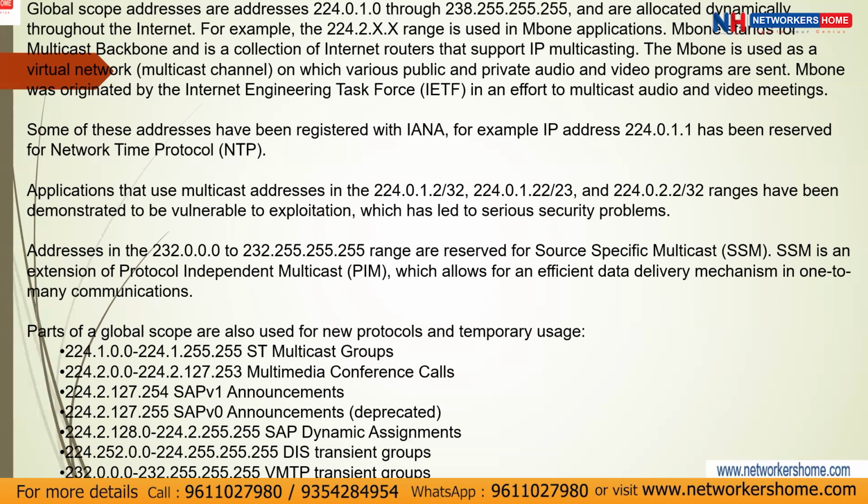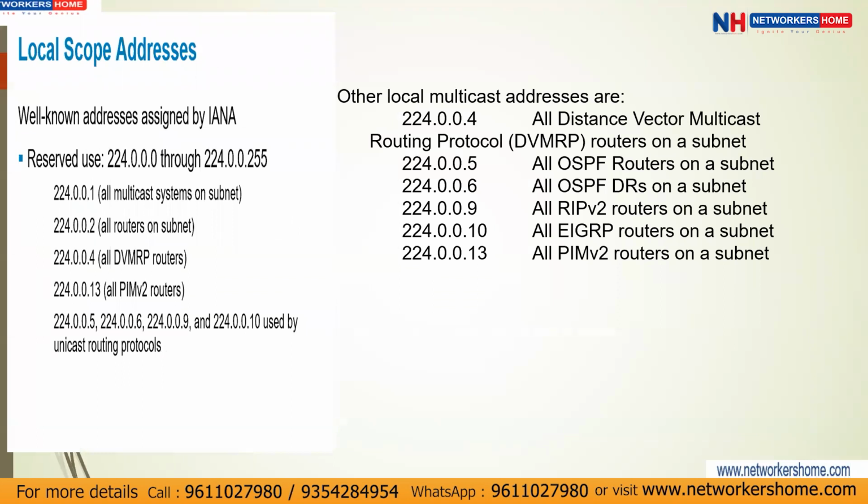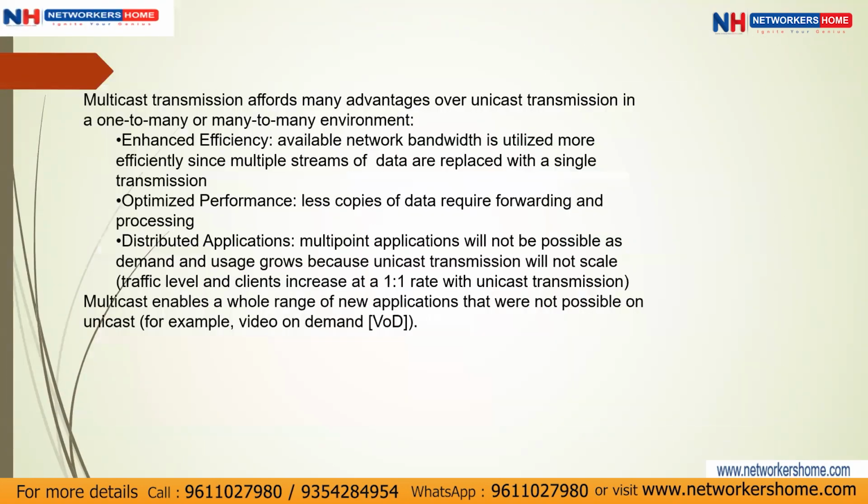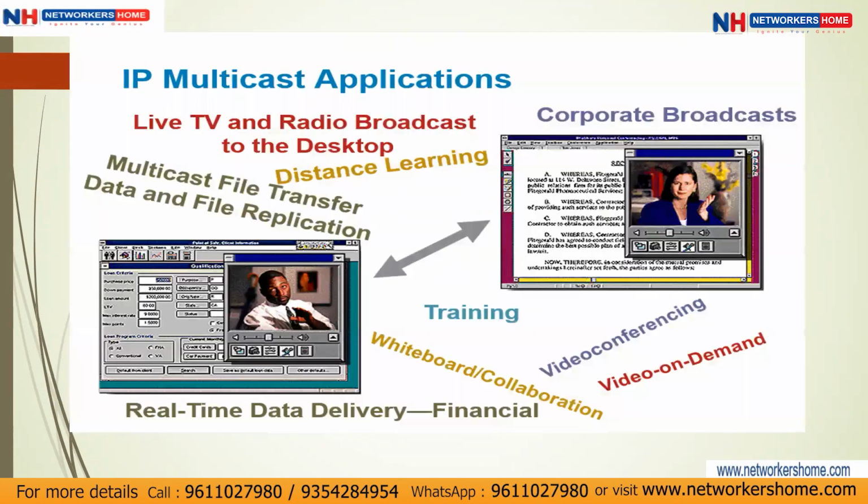Then we have 224.252.0.0 to 224.255.255.255 for DIS transit groups, and VMTP transit groups. 232.0.0.0 to 232.255.255.255 is for IGMP version 3 source-specific multicast. We have done this.